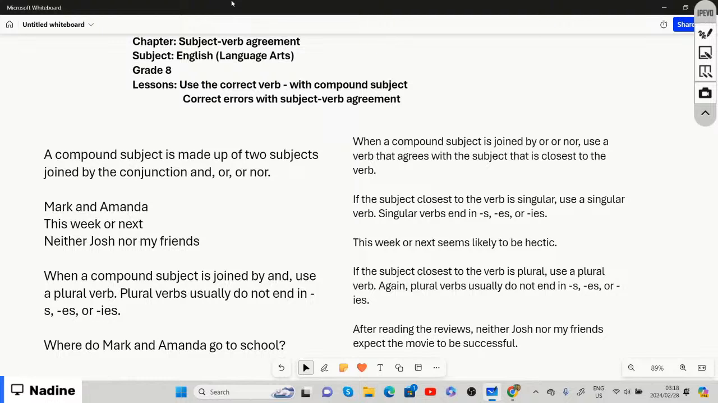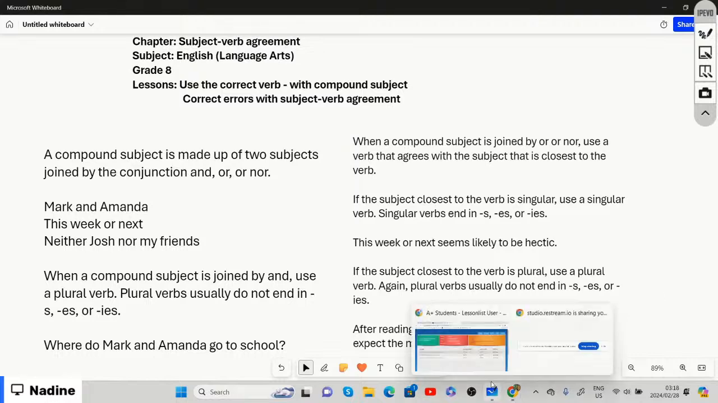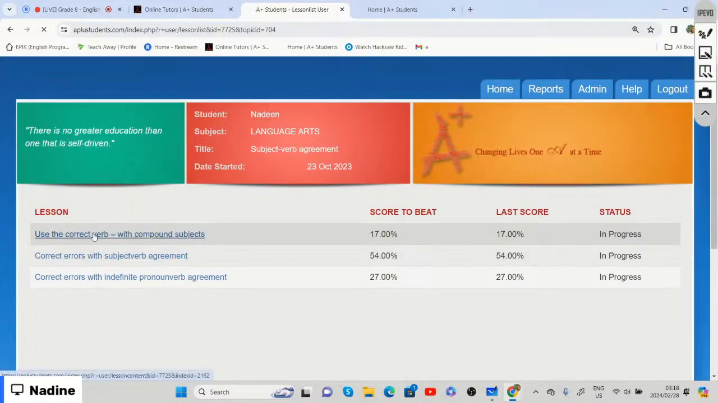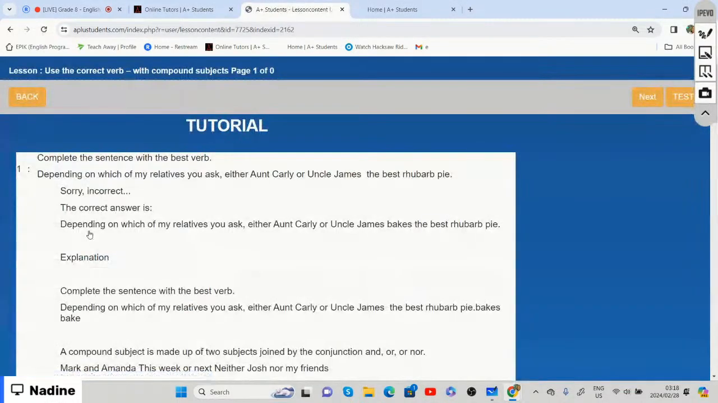All right. So when it comes to a compound subject, we said it is made up of two subjects and it is joined by a conjunction, which is and, or, nor, right? And we are doing a tutorial lesson on aplusstudents.ca. So we're going to aplusstudents.ca and we're going to use the correct verb with a compound subject.